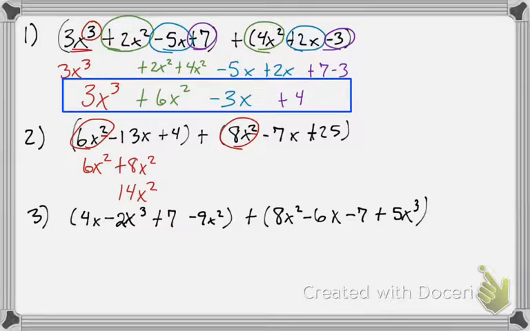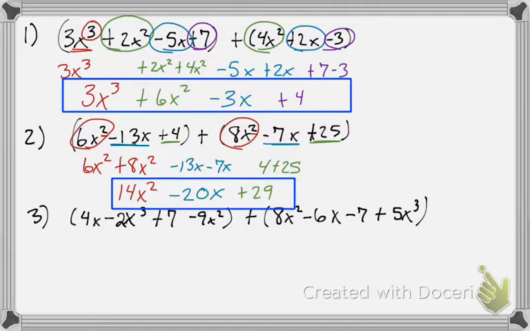After I've done my squared terms, I'm going to look at my linear terms second, so just my plain old x's. Negative 13x minus 7x would leave us with negative 20x. Then I finish up with my constants. With my constants, I can see I've got 4 and 25. So 4 plus 25 is plus 29. Again, there's my answer: 14x squared minus 20x plus 29.